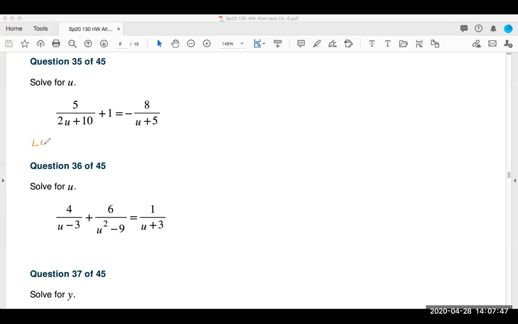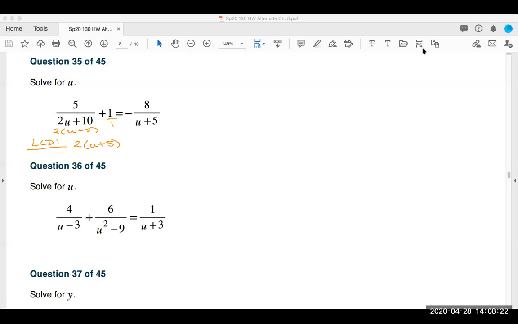LCD: you have this first bit, which factors down to 2 times (u plus 5). You have 1, that's divided by 1. And you have u plus 5 over here. So between 2(u plus 5) and (u plus 5), essentially, you need the factor of 2 and just 1 of the u plus 5s.